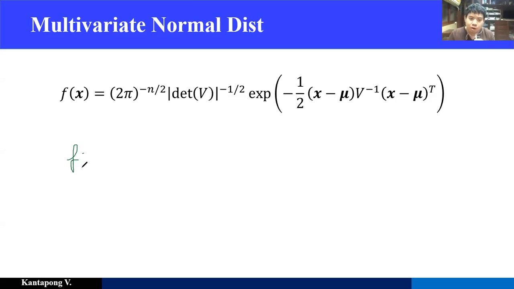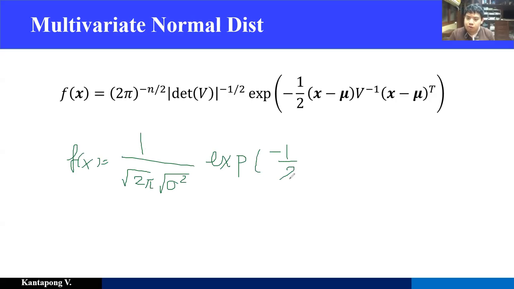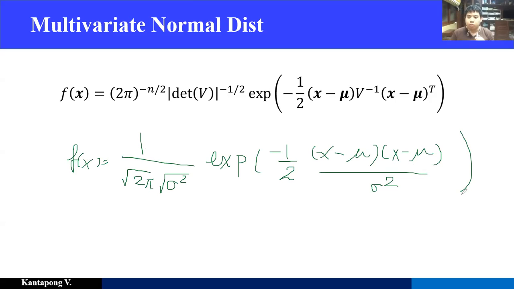Remember, if it's one variable, what happened? 1 over square root 2 pi sigma, let's say sigma square root, exponential of minus 1/2 (x minus mu)(x minus mu) over sigma square, right? So it is very similar looking, but this one, instead of 1, we have n variables, right? It is n over 2.